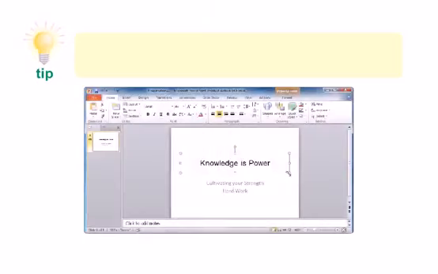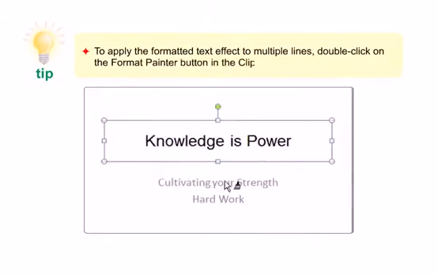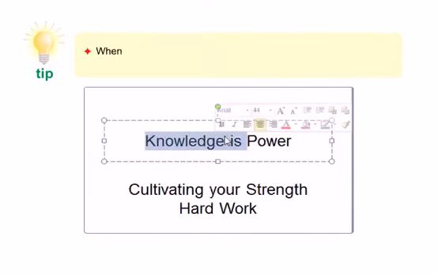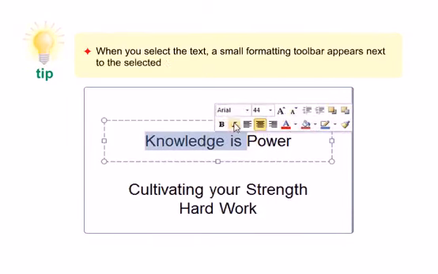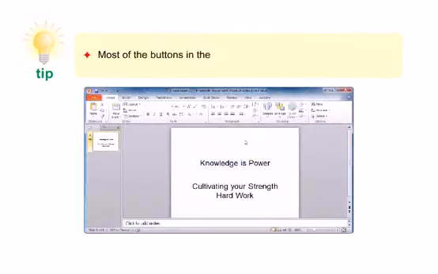Students, let me share some interesting tips with you. To apply the formatted text effect to multiple lines, double-click on the Format Painter button in the Clipboard group on the Home tab. When you select the text, a small formatting toolbar appears next to the selected text. Most of the buttons in the font group are toggle on or off buttons.